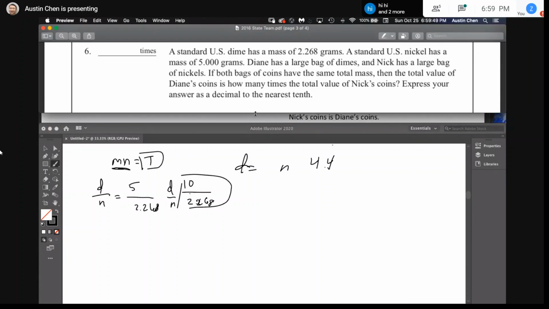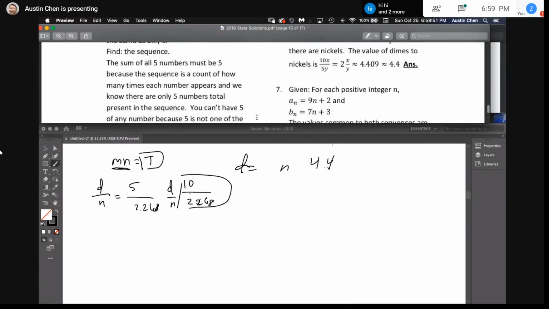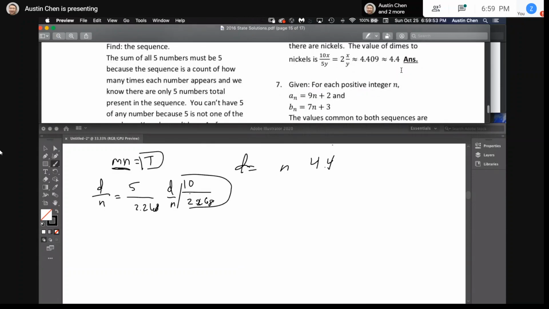And we want it as a decimal to the nearest tenth, so that's fine. And that's our answer, 4.4.